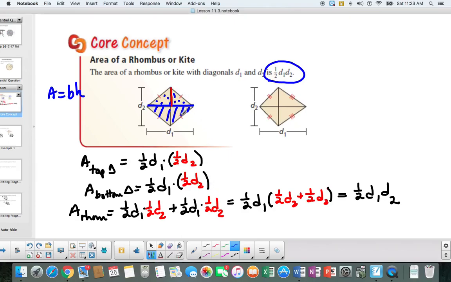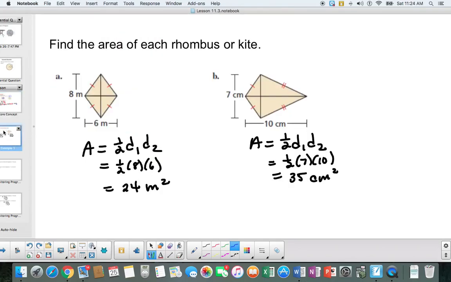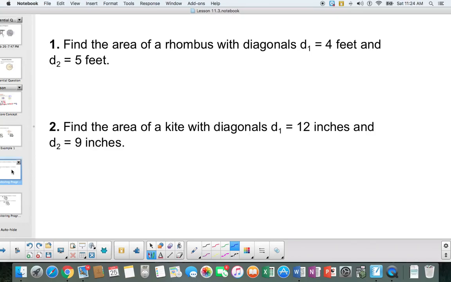And so the whole rhombus will be both of these areas added up together. You can see I'm going to factor 1/2 D1 out, and then I'm going to have these left over, and I'm going to add these two half diagonals together, and I get diagonal 2. The same strategy works for a kite. Look at how I find the area of a rhombus or a kite. So if you remember this formula, it helps you get to the area a lot faster. Your turn.